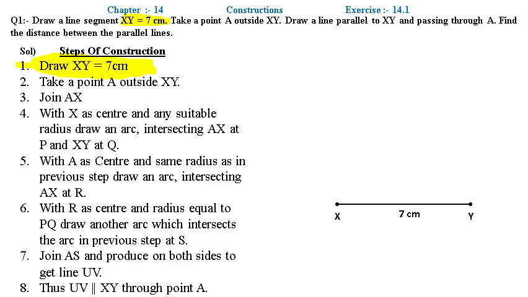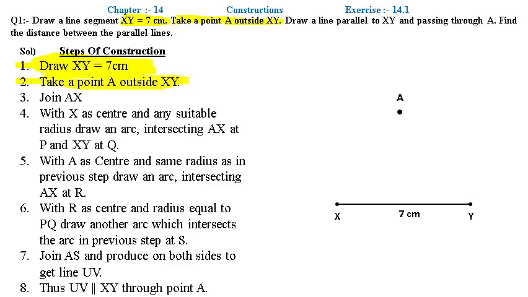Now let's again move on to the question. The question states, take a point A outside XY. So our second step will be to take a point A outside XY. Outside means you are not bounded. You can take it above the line, below the line, to the right of the line, to the left of the line. Anywhere outside the line you can take a point. So let's take a point A outside the line. Here it is, I have chosen a point A outside the line.